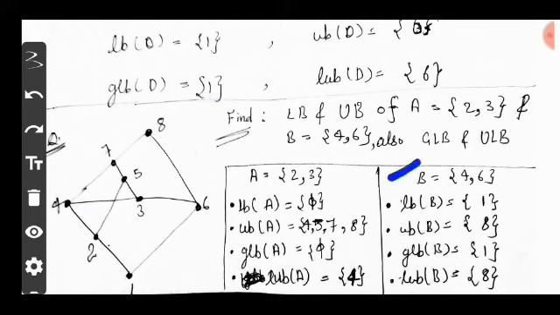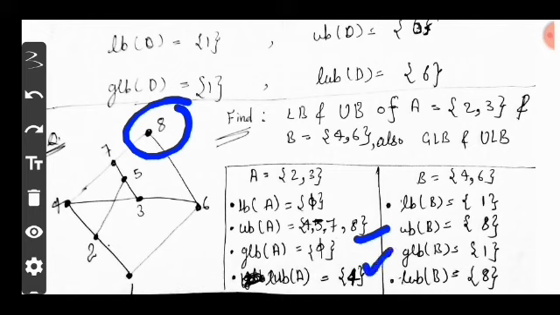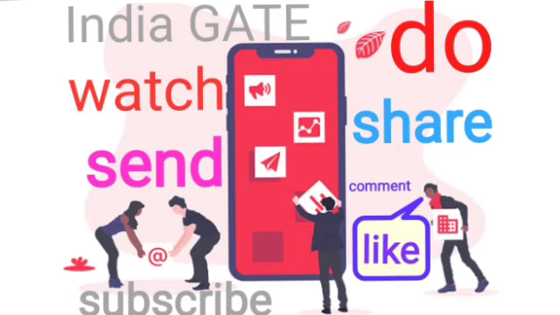The lower bound of B is 1 because 1 precedes 4 as well as 6, and the upper bound of B is 8 because 8 is the greatest element of the given Hasse diagram. Now come to the GLB. The GLB is also 1 because the LB is 1, and the LUB is 8 because the UB is 8. So this session ends here. I hope you understand all the points. Thank you for watching.